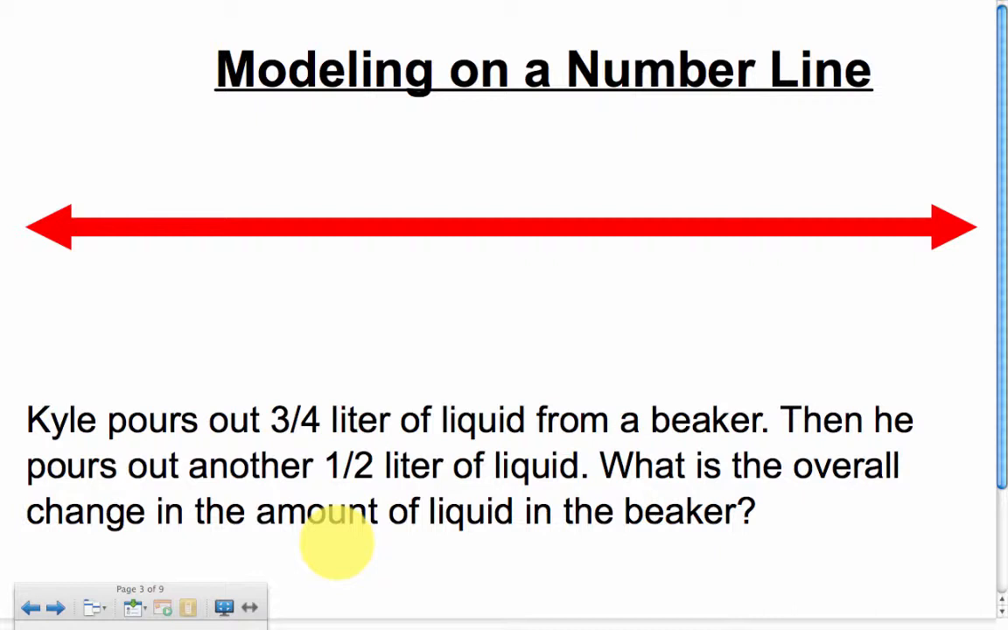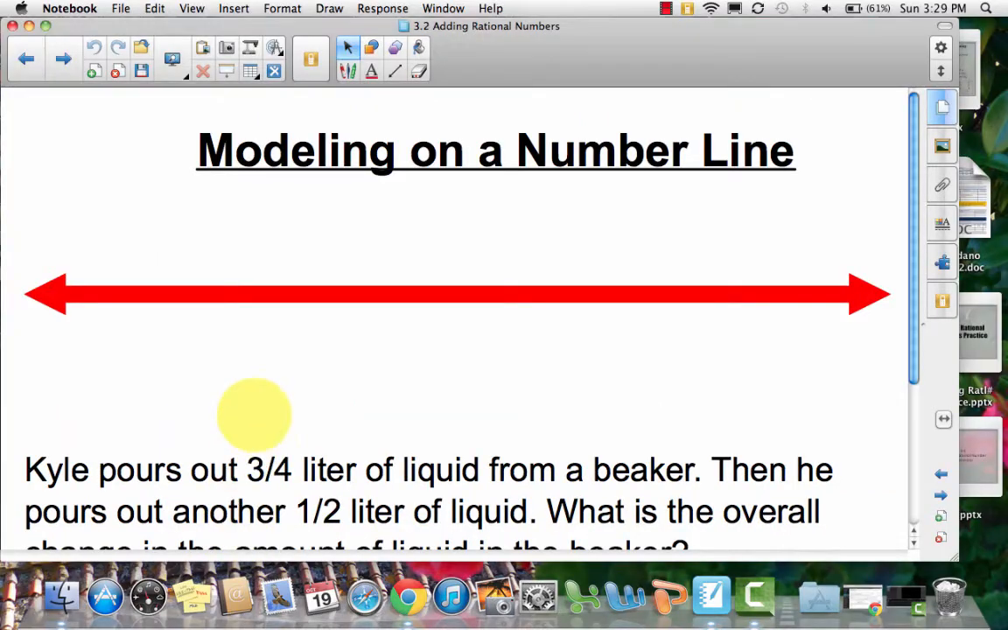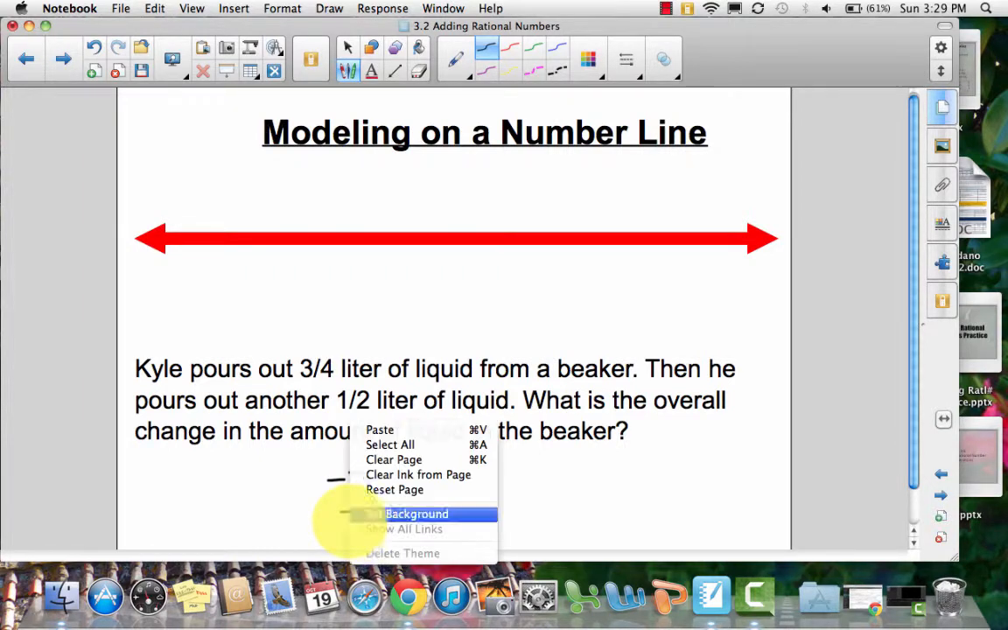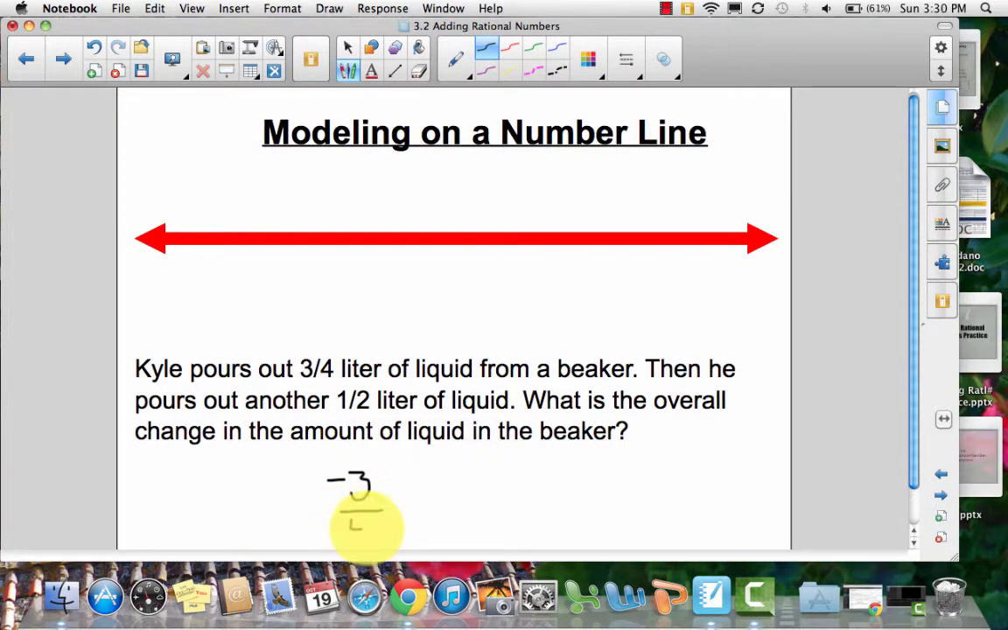And I have a problem here that tells me that Kyle pours out 3/4 liter of liquid from a beaker. Then he pours out another 1/2 liter of liquid. What is the overall change in the amount of liquid in the beaker? So I'm going to start off and I'm going to write myself a problem. Knowing that he's pouring out 3/4 liter, I'm going to make that a -3/4. And then I know he's pouring out another 1/2 liter. So again, since he's pouring it out, it's going to be another negative value, which is -1/2.